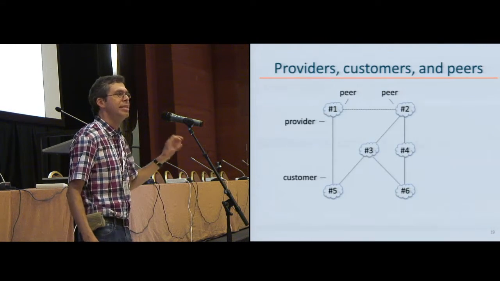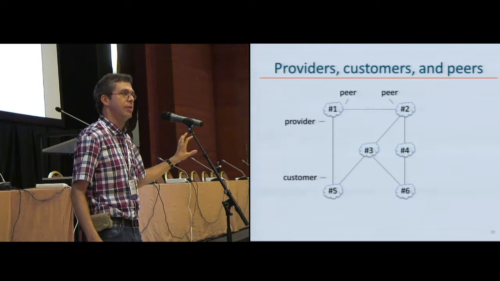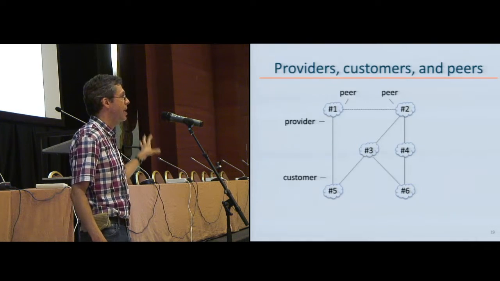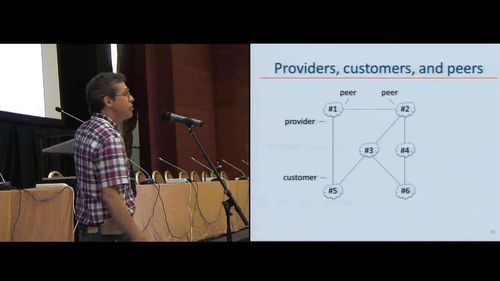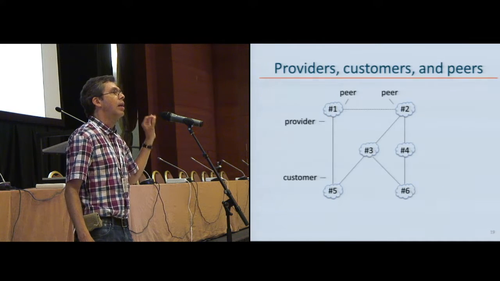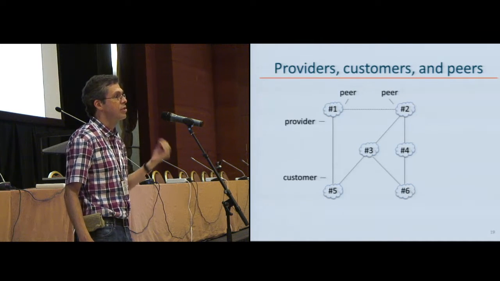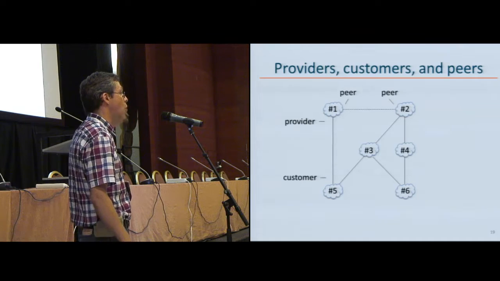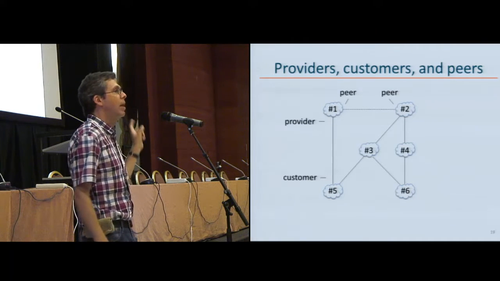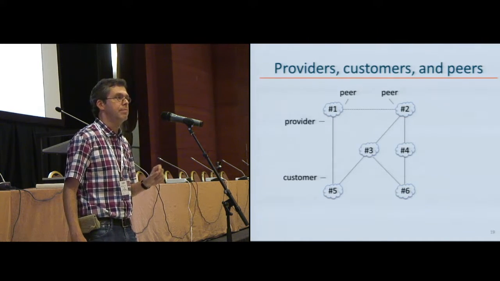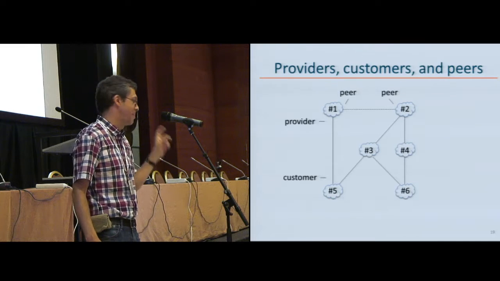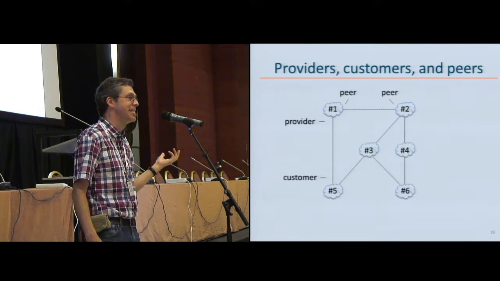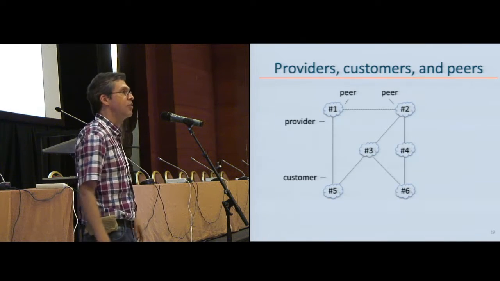So I'm going to give you an example in this mini internet of the filtering strategy. This mini internet has 6 ASs. The lines represent adjacencies. A solid line represents a provider-customer adjacency with a provider always above the customer. A dashed line represents a peer-peer adjacency. Okay? So AS1 and AS2 are peers.